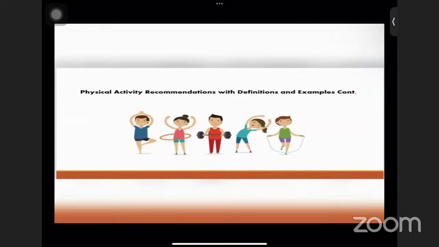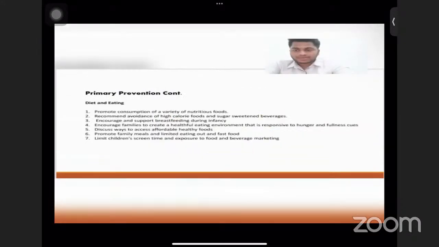Primary prevention, continued. Diet and eating. Promote consumption of a variety of nutritious food. Recommended avoidance of high calorie foods and sugar sweetened beverages. Encourage and support breastfeeding during infancy. Encourage families to create a healthful eating environment that is responsive to hunger and fullness cues.